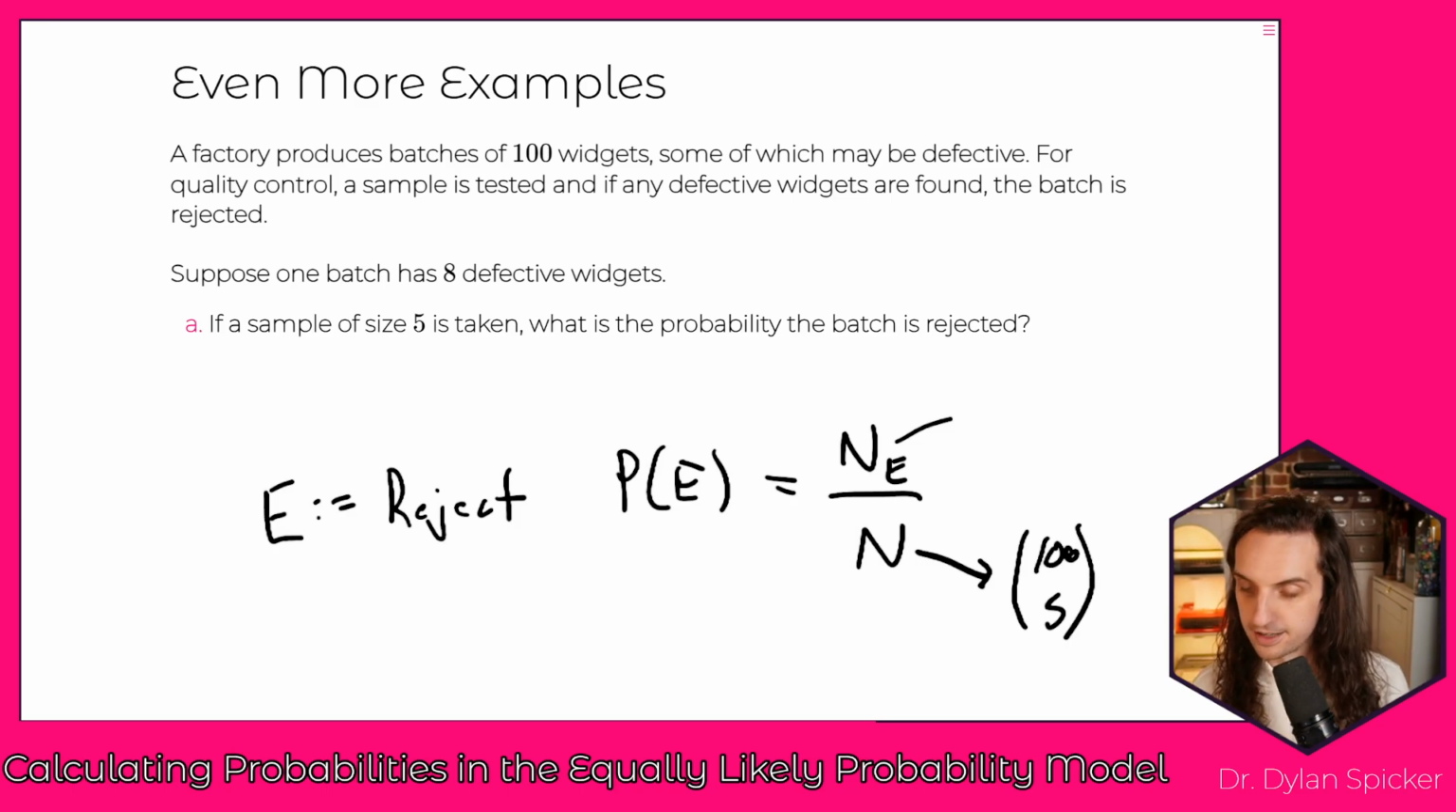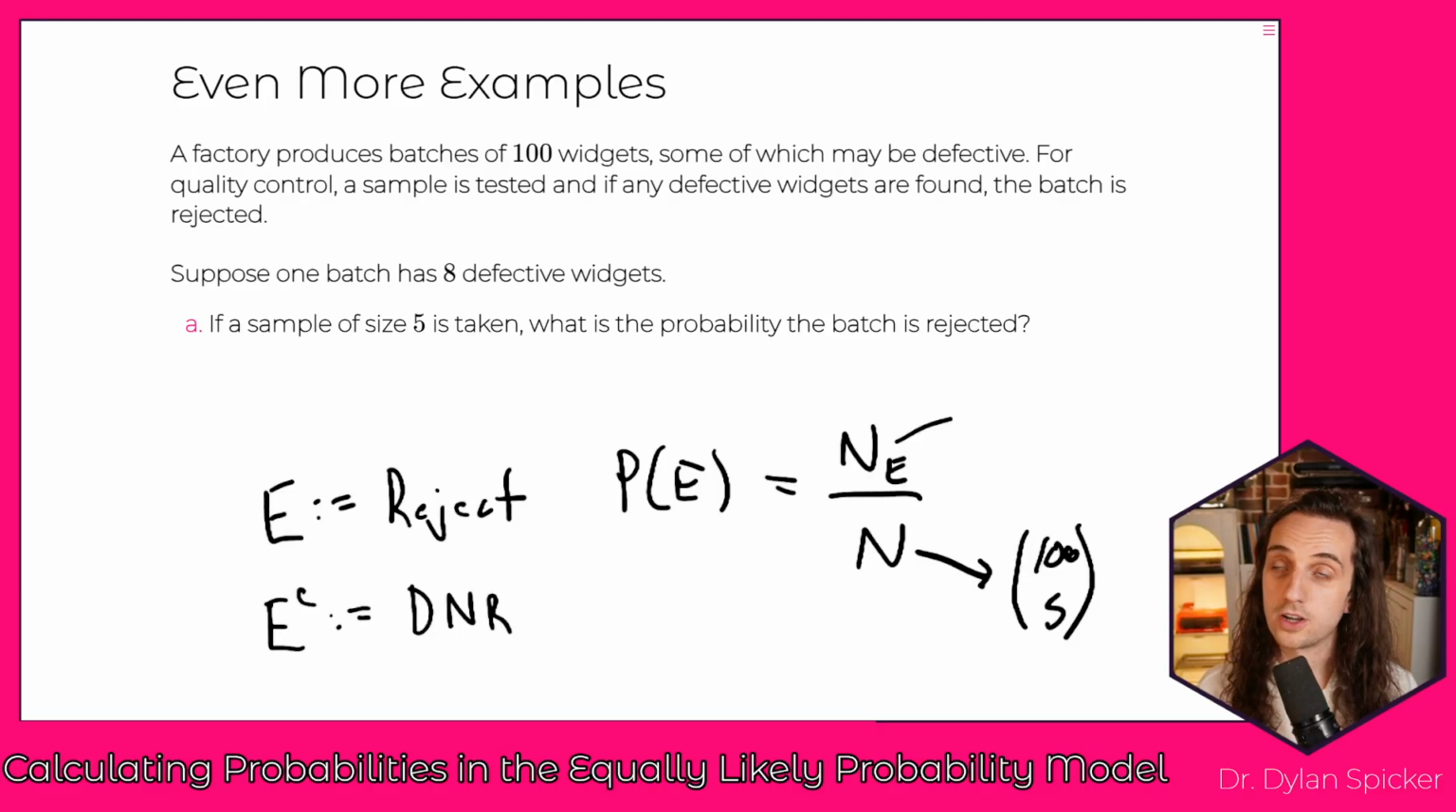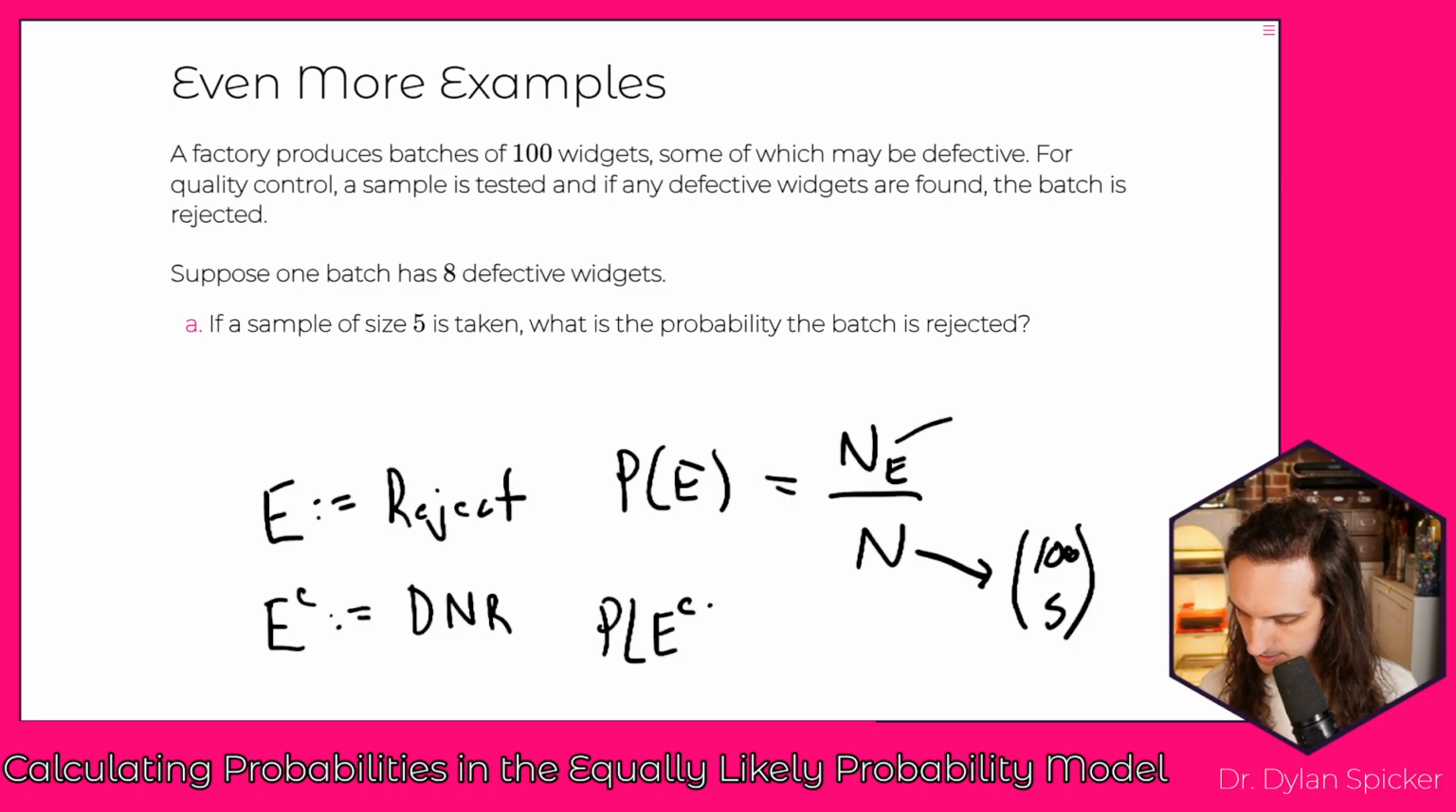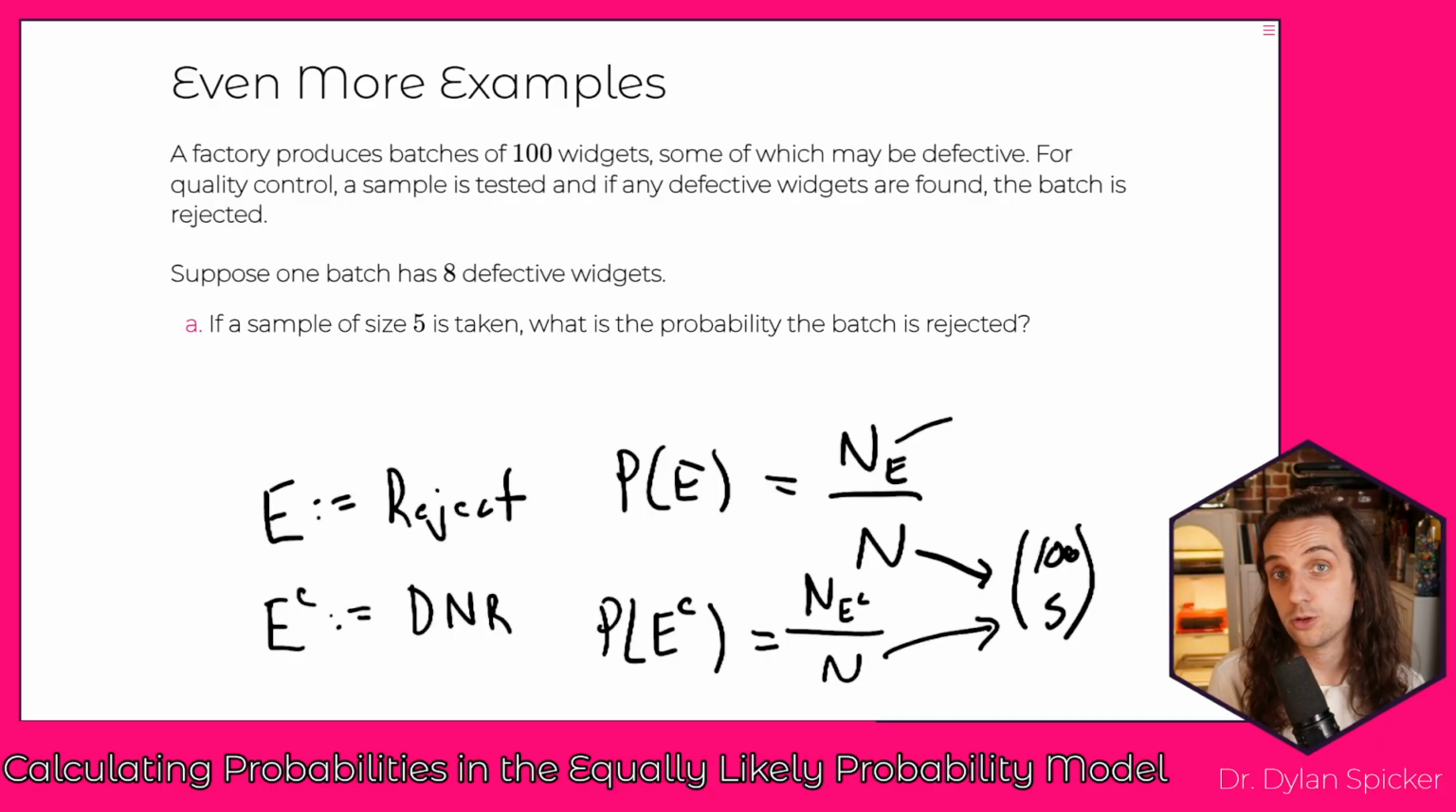Now, there's that phrase again, right? At least one. And so instead of calculating P(E) directly, what we can instead think about is, what would be happening with E complement? So this is do not reject, right? For the complement of E. And so we know that P(E) can be linked through the probability of E complement. And why is that easier? Well, what's the probability of E complement? That's going to be the number of ways that E complement can happen out of the total number of things that can happen. We already know the total number of things that can happen. And in order for E complement to happen, we need to have not selected any of the defective widgets, right?